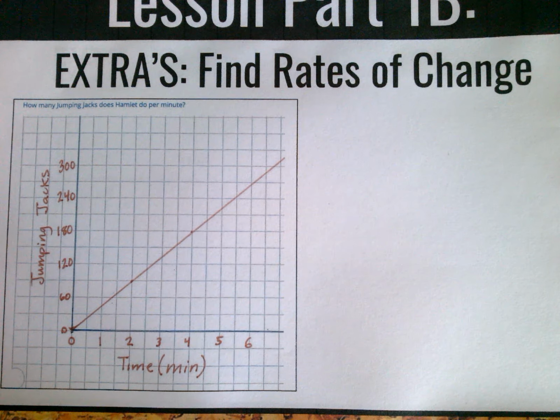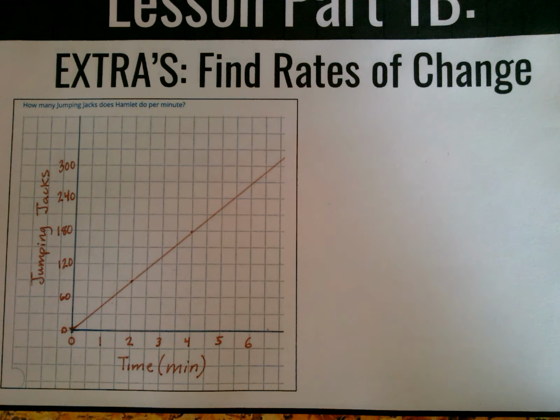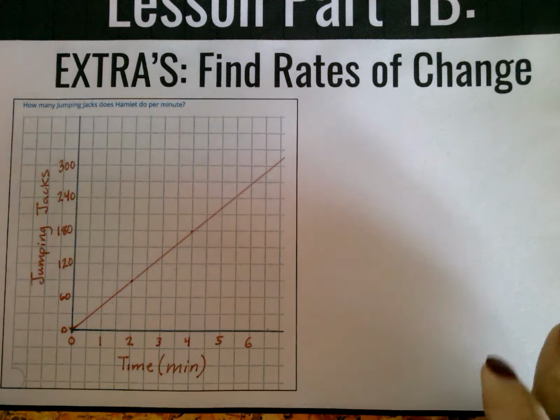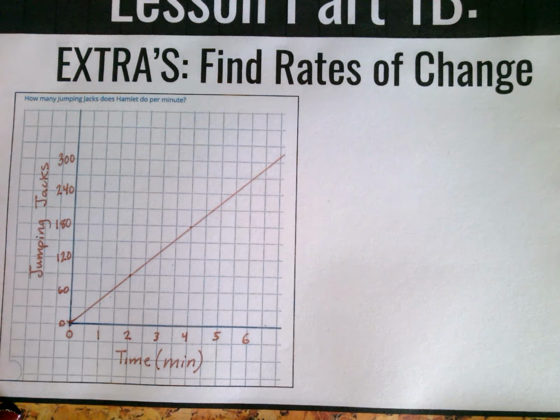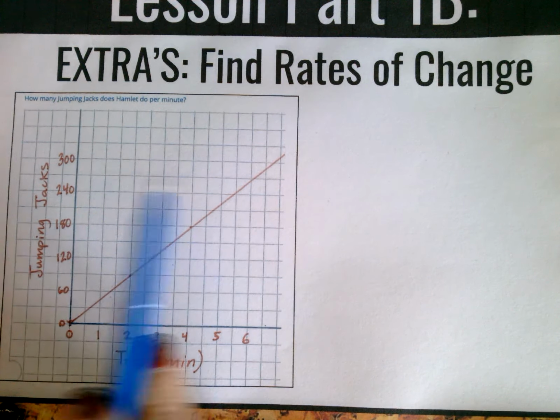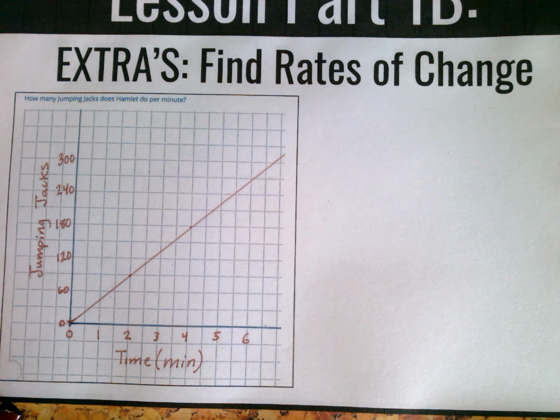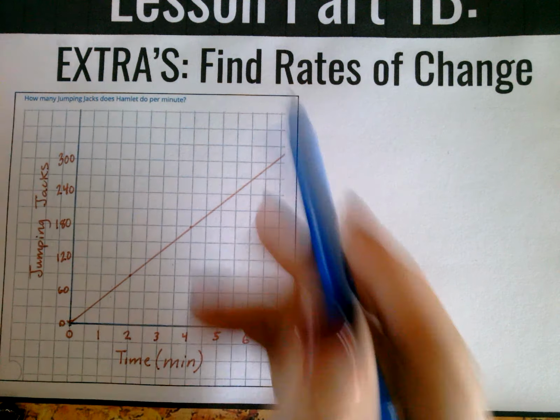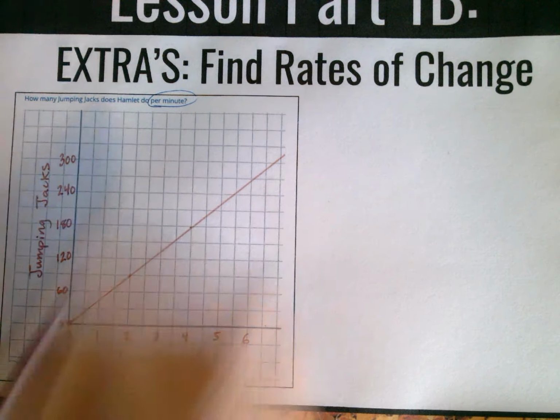Hi, I apologize for this not being in your packet, but it is a review. So just sit back, listen, go back into your memories. Okay, I'm going to ask you to find the rate of change or the slope from this story. So someone is doing jumping jacks, and the question is how many per minute?